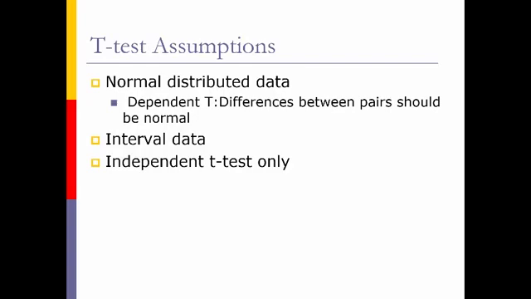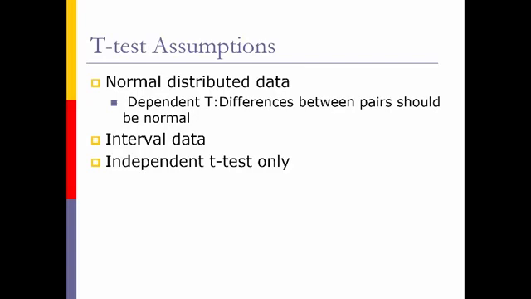But for the dependent t-test, there is a slight difference. We do not need normal data. We need normal differences between pairs. So we can have two sets of data in the dependent t-test where the data is not normal, but the differences between those pairs are normal. And in that case, we can run the dependent t-test without loss of power.